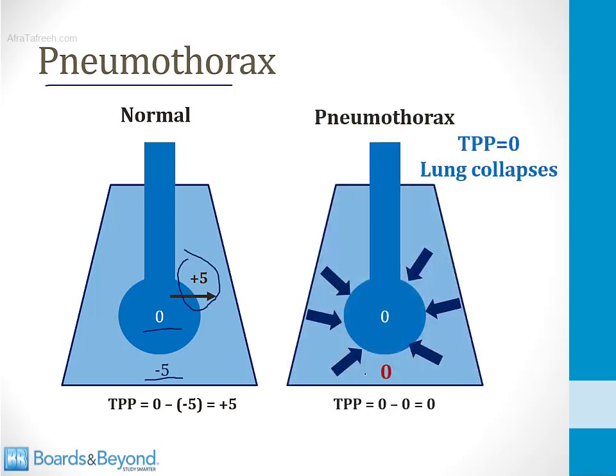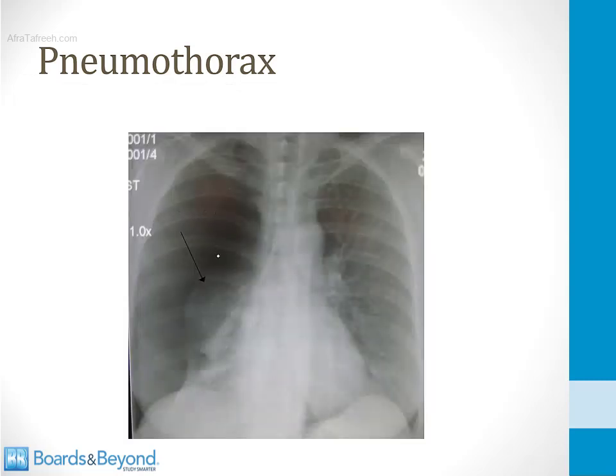In a pneumothorax, the pressure in the intrapleural space becomes 0. That's because there's a hole in the lungs allowing the atmosphere to connect to the pleural space. When this happens, the transpulmonary pressure becomes 0, and that means that the lungs collapse. There's no force to keep the alveoli open, and they want to collapse, so they will collapse, and that's what happens in a pneumothorax. And here's a chest x-ray of a patient with a pneumothorax.